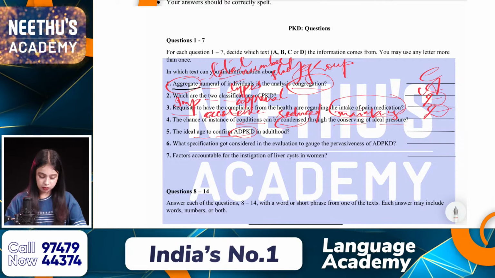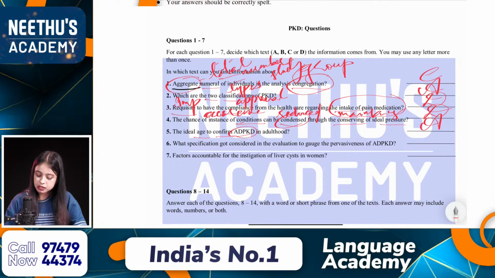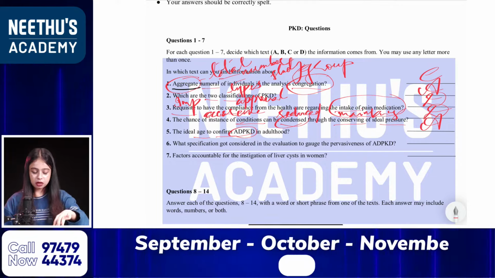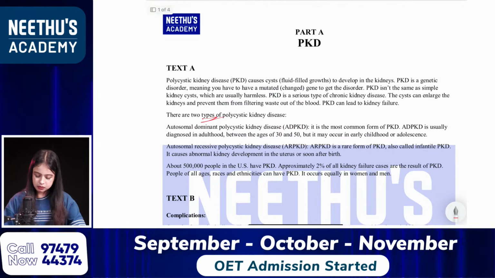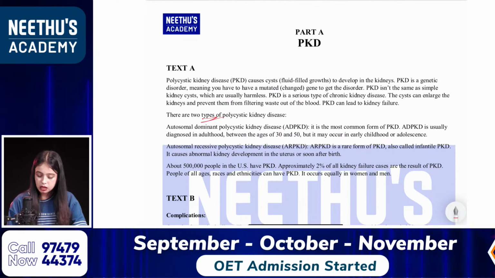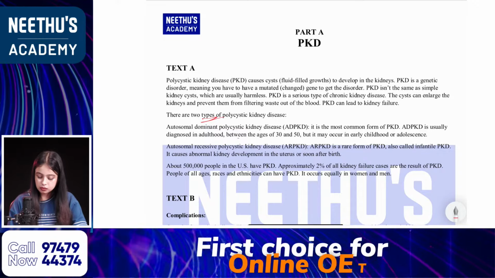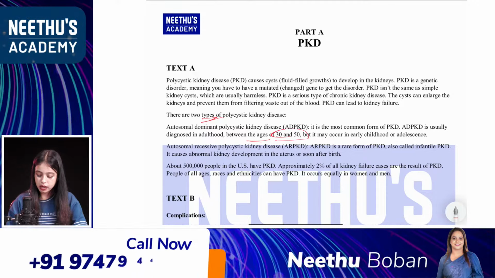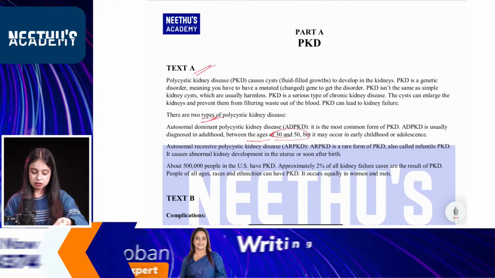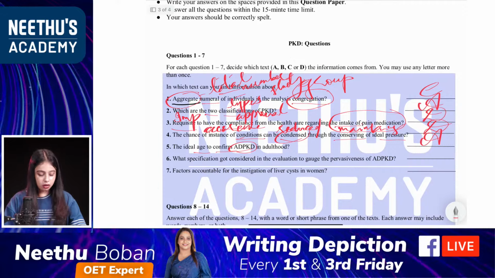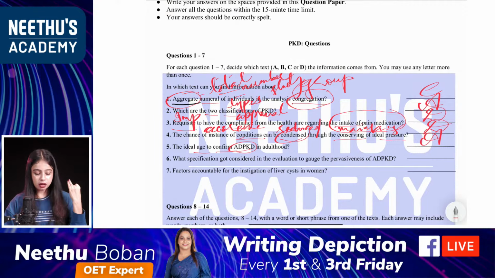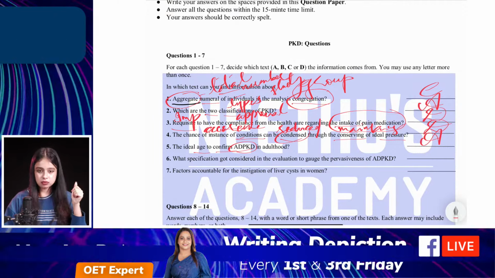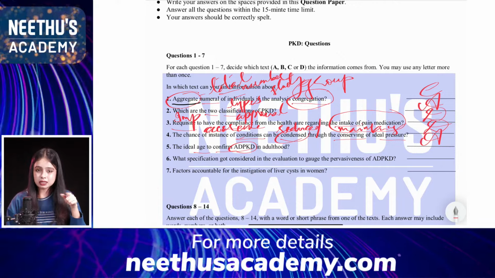Fifth one. Okay, Reba, fifth one, it is text A. And where is it mentioned in text A? The ages. Any ages mentioned here? Yeah. Between the ages of 30 and 50. So, answer is from text A. Yes, Ponni, Reba, Manju and Nazia. Text A. Excellent.